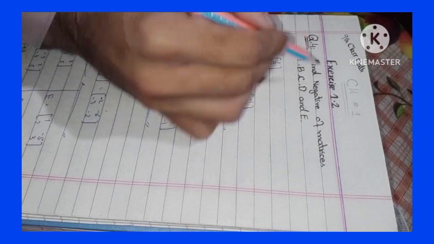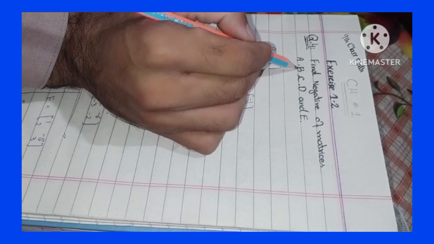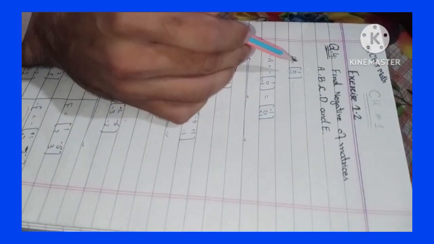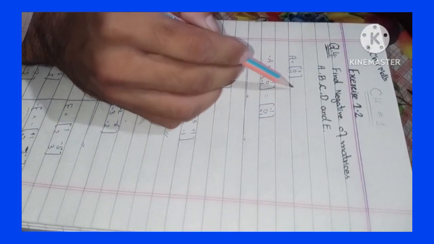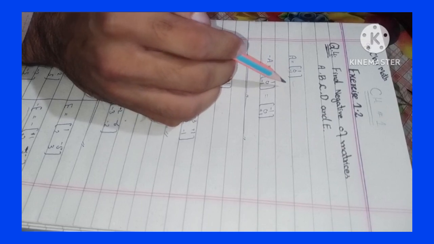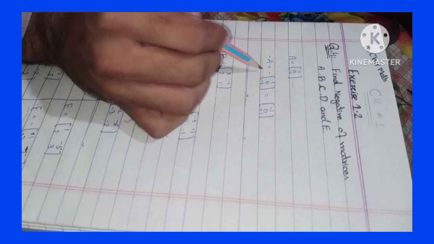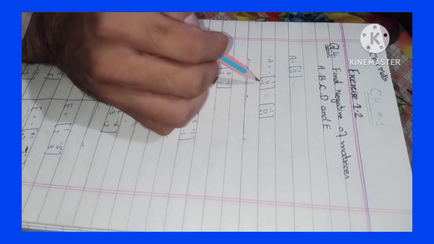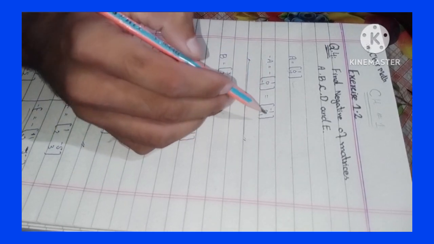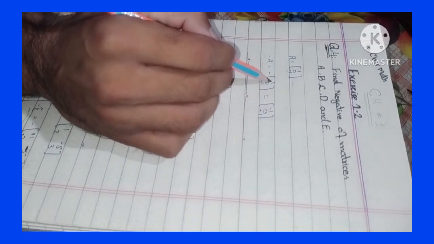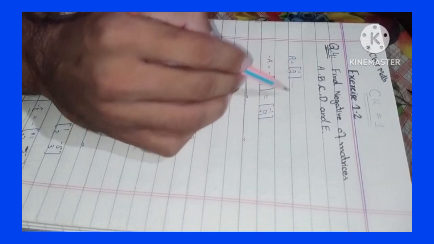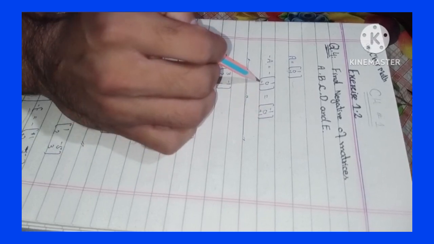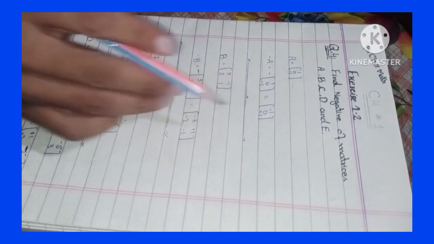Question number 4 is: find the negative of matrices A, B, C, D, and E. Matrix A is 1, 0, minus 1, only one column. These are called column matrices. Apply the negative sign: a positive entry changes into negative, and a negative entry changes into positive. Minus 1: positive 1 changes into minus 1, 0 is neutral, negative 1 changes into positive 1.